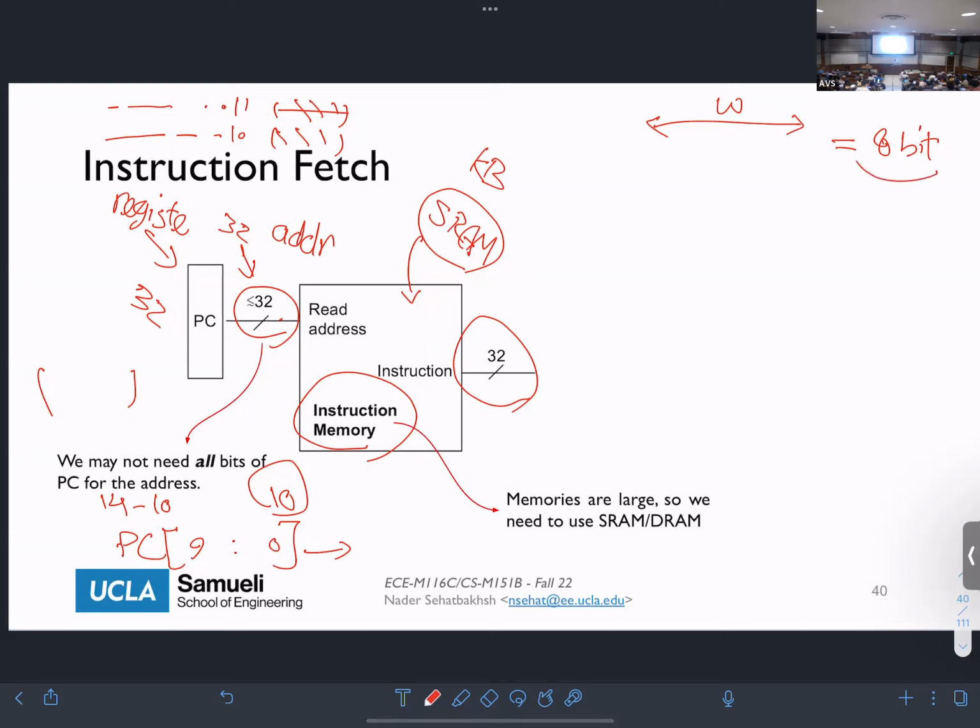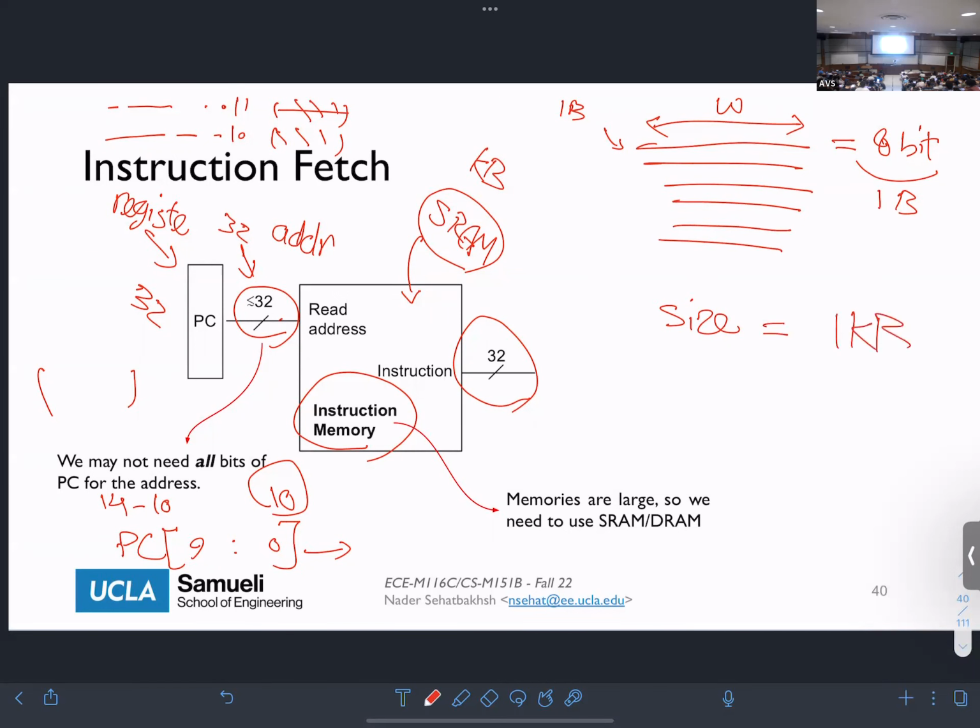We always, for compatibility reasons, assume that W should be 8. So don't think otherwise, unless somebody explicitly says that for some reason we are changing that. So it's always 8 bits or 1 byte, each of these lines. Then the question is, how many lines do we have? We have 1 byte for each line, so we have to know the total size of our memory. For example, I gave you this example of 1 kilobyte. 1 kilobyte is 2 to the power of 10 bytes, and each line is 1 byte. So we have 2 to the power of 10 lines.